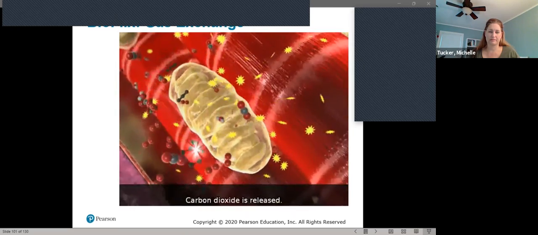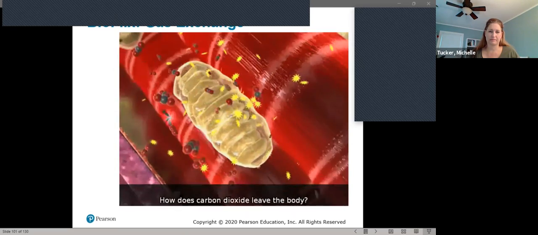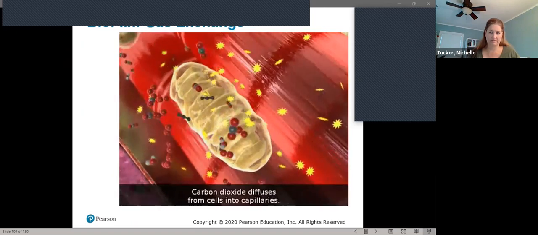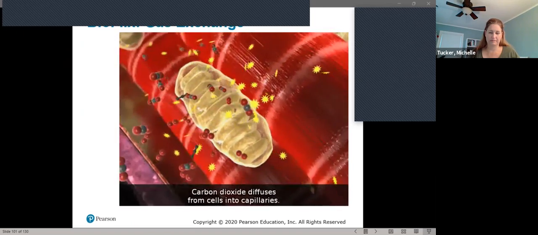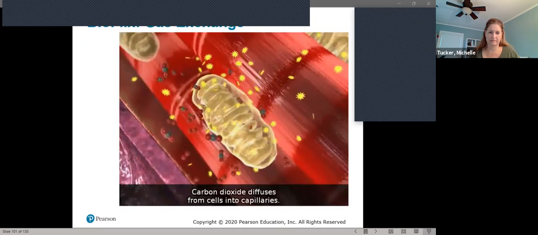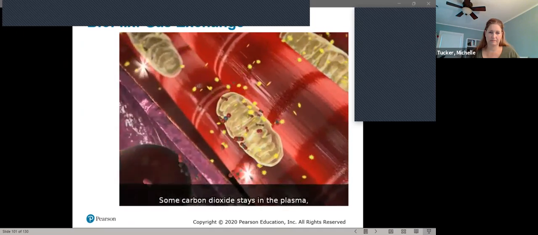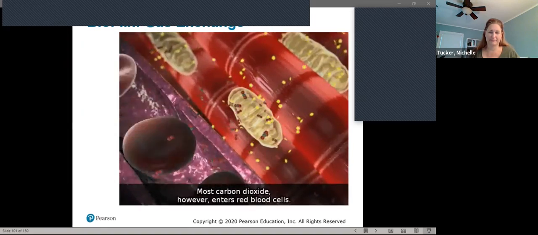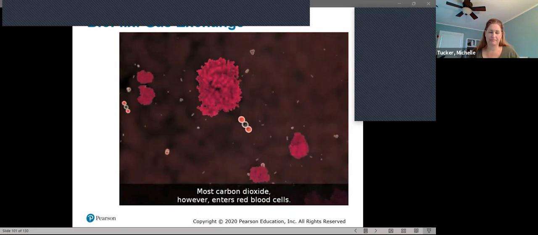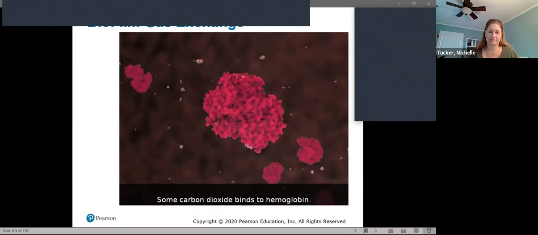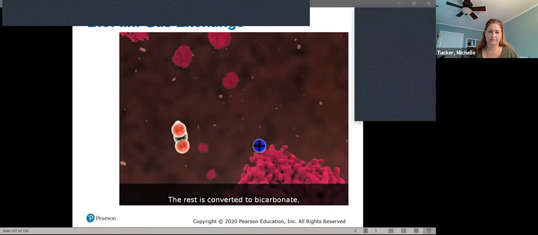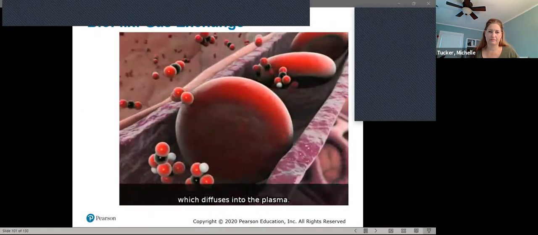Carbon dioxide is released. How does carbon dioxide leave the body? Carbon dioxide diffuses from cells into capillaries. Some carbon dioxide stays in the plasma, the liquid part of the blood. Most carbon dioxide, however, enters red blood cells. Some carbon dioxide binds to hemoglobin. The rest is converted to bicarbonate, which diffuses into the plasma.